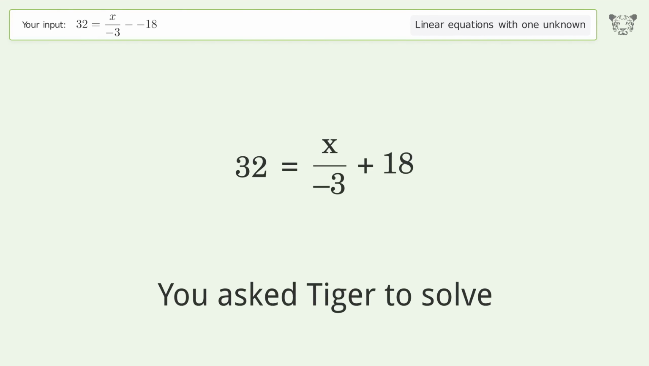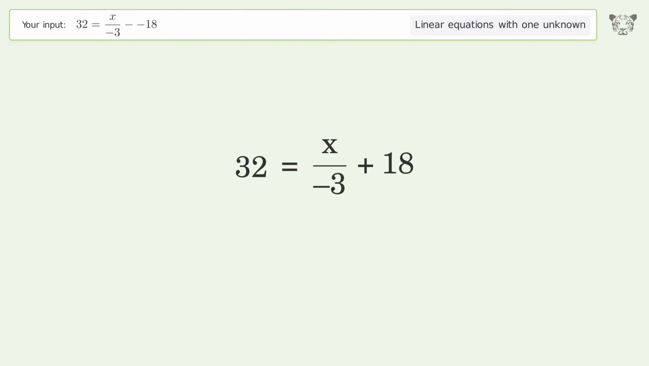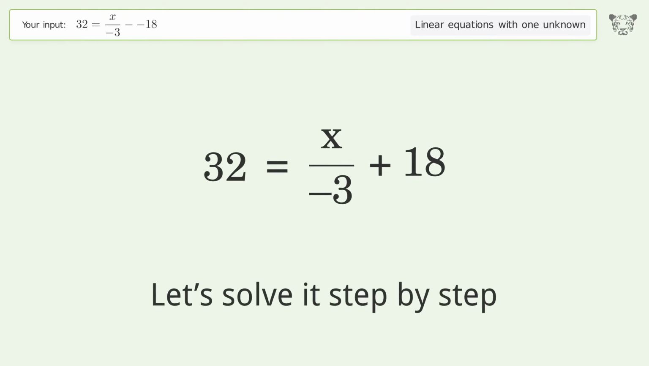You ask Tiger to solve. This deals with linear equations with one unknown. The final result is x equals -42. Let's solve it step by step.